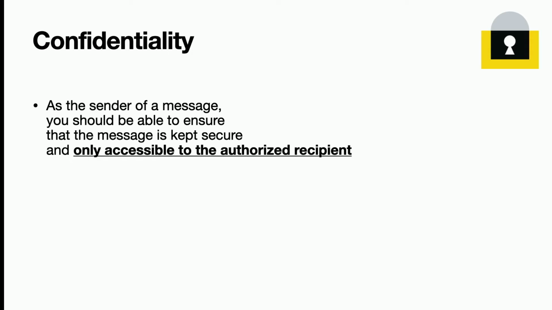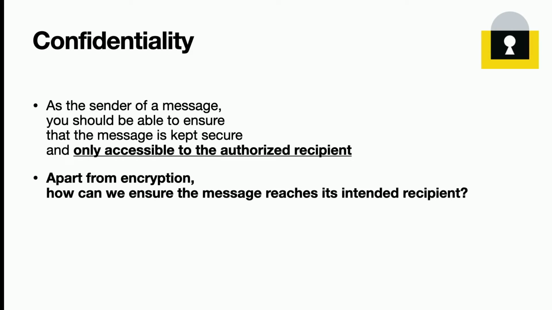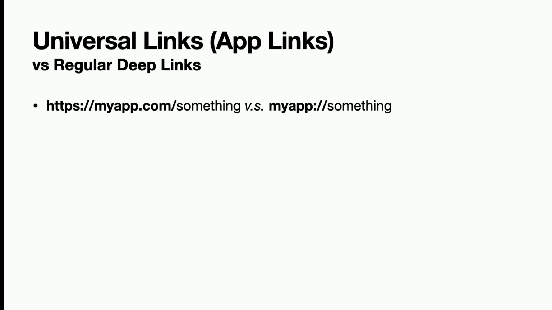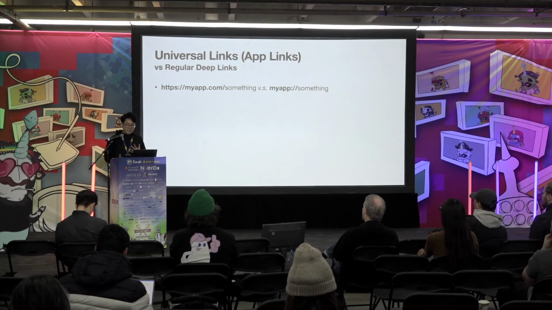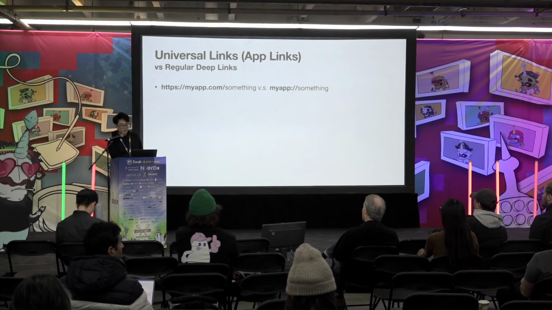But there's actually one more thing about confidentiality. You don't want to send this message to some random app. Even though they cannot decrypt it, you just want to make sure that the message is going to reach the intended recipient. How can you do that? Actually, this problem has also been addressed in mobile operating systems. It's called universal links on iOS or app links on Android. So instead of using custom schemes, you can just use your domain to receive deep link messages.